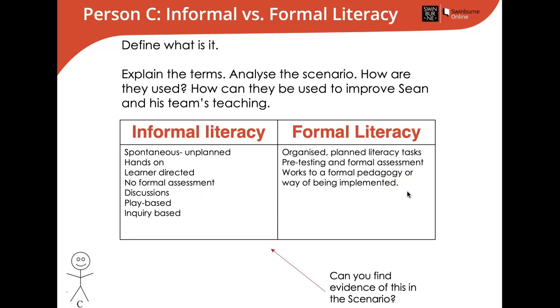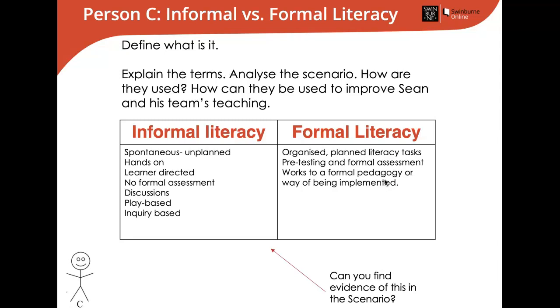When we think about those first 2 hours in the morning, it is organized, planned, structured literacy tasks, which will have very, very specific literacy learning intentions and literacy success criteria. It's very structured, and the teacher knows exactly what they want the kids to be getting out of that session. There is formal pre-testing so that we know where we're going to be taking the kids. There is formal literacy assessment. It also works to a very specific formula or a very specific pedagogy.